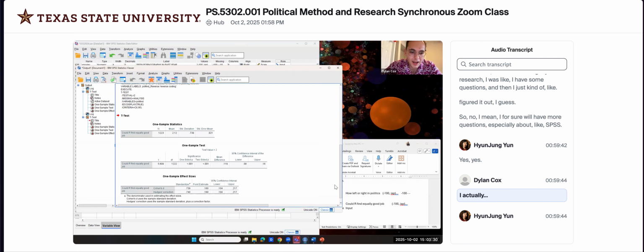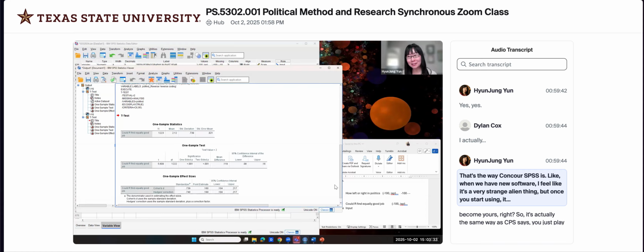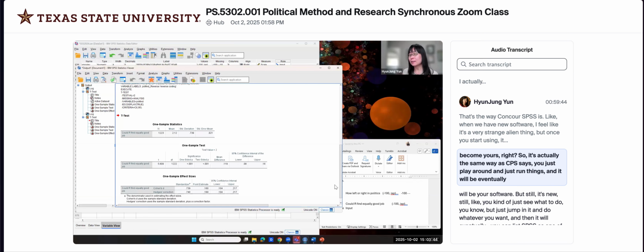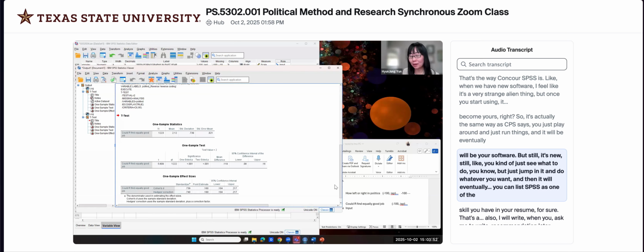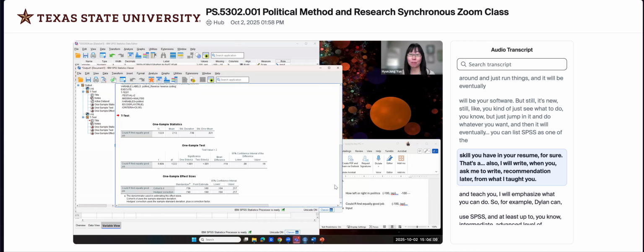Yes, that's the way SPSS is. When we have a new software, I feel like it's a very strange alien thing. But once you start using it, it becomes yours, right? So just play around and run things, and eventually it will be your software. Just jump in and do whatever you want, and eventually you can list SPSS as one of the skills you have on your resume for sure.